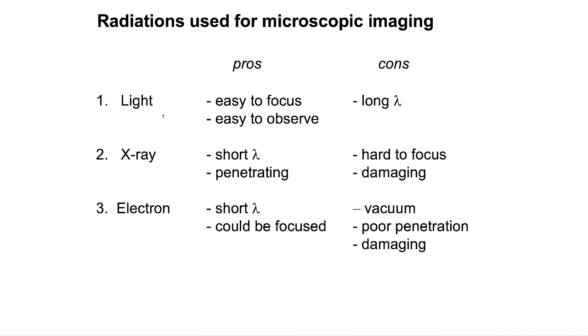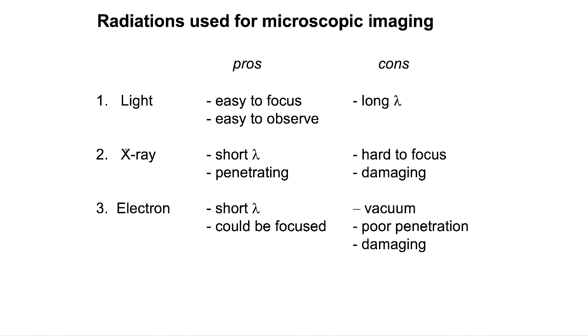First is light, which I just showed in the previous slide. Light is easy to focus using curved glass, and it's easy to observe because we can just see it with our eye. But the problem is, as I said, it has a longer wavelength.